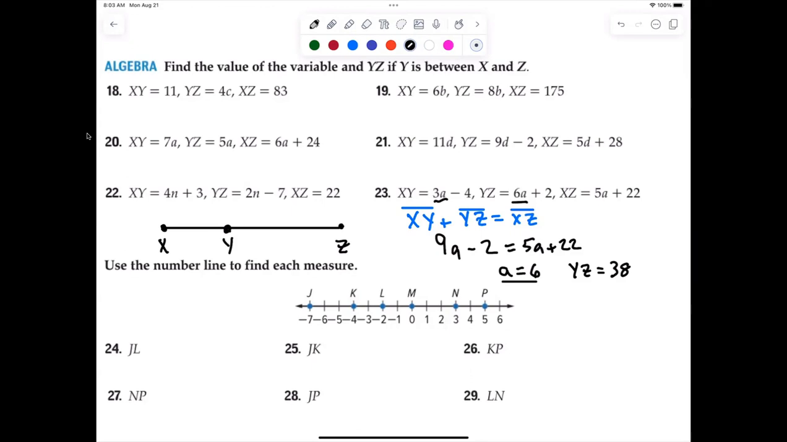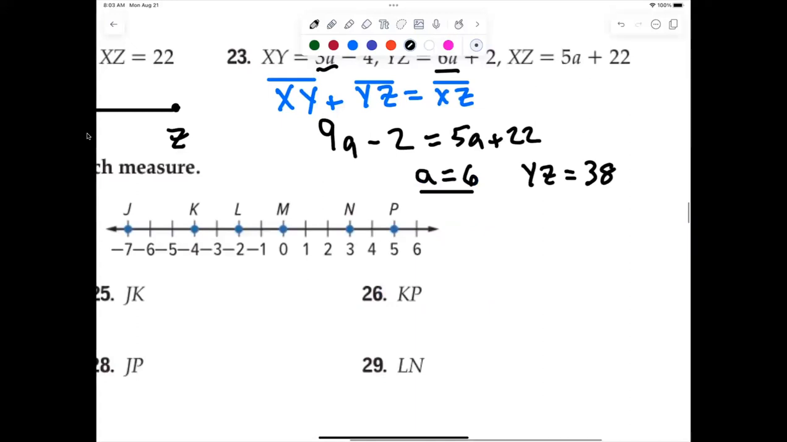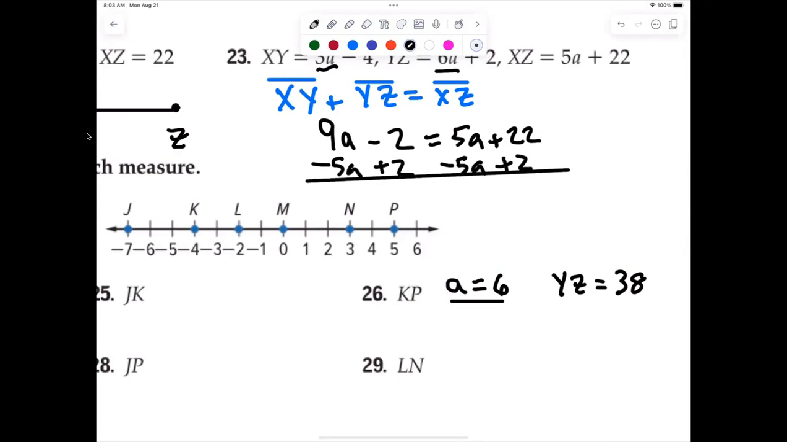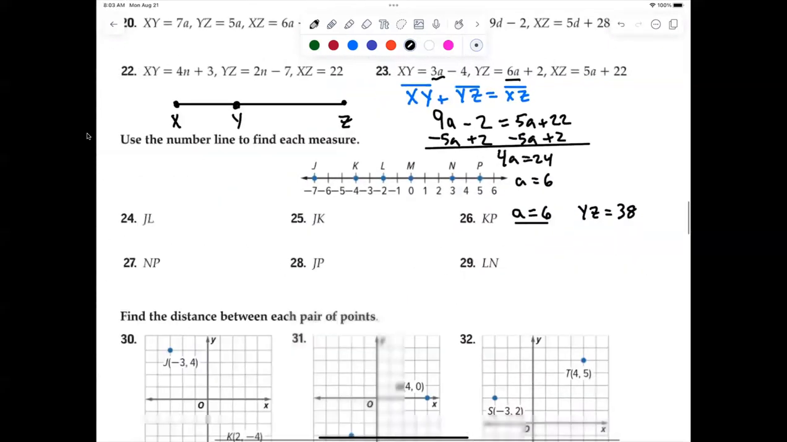I have trouble finding out how to find A. For 23. So you want me to just go back and do the algebra again? Yeah. So remember, we're combining terms, right? Let me go ahead and do this for you. I know it's been a while. So here was the technique: minus 5A, minus 5A, plus 2, plus 2. 4A equals 24. You with me now? And then A, remember that now, right? A equals 6. Good. Okay, everybody's good with that, right?